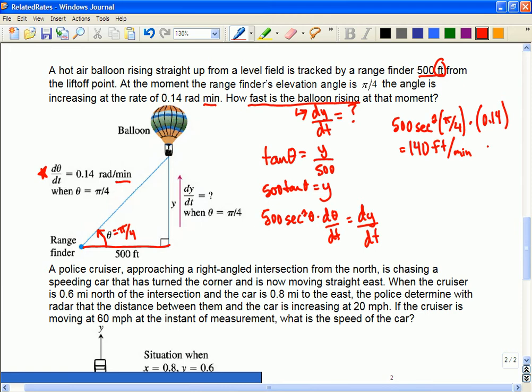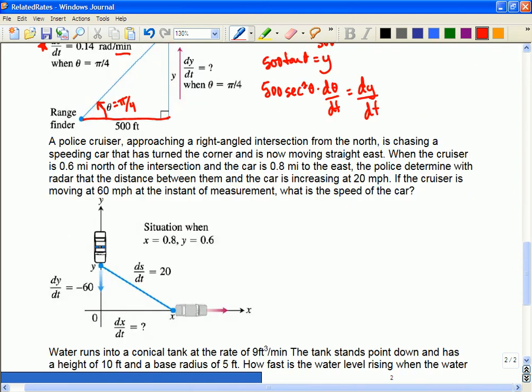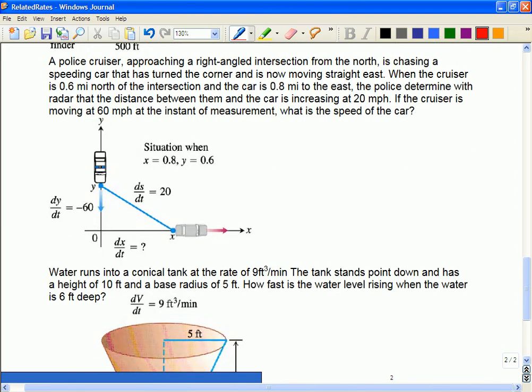I'm going to have you do the next one by yourself, and I'll catch up to you. This is a police car approaching an intersection. So I'll let you read it through and see what you can work out. Again, you're going to want to start by thinking about what is it I'm looking for, and how can I relate all these pieces together with a formula. Okay, so I'm going to just get us set up, and then I'll give you a couple minutes in case you want to work out the derivative yourself.